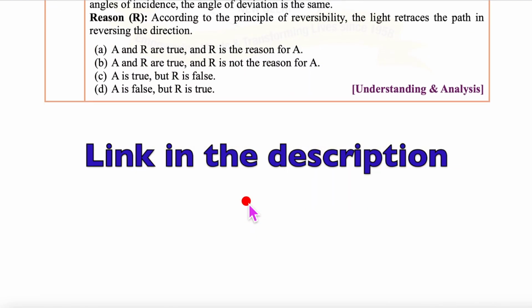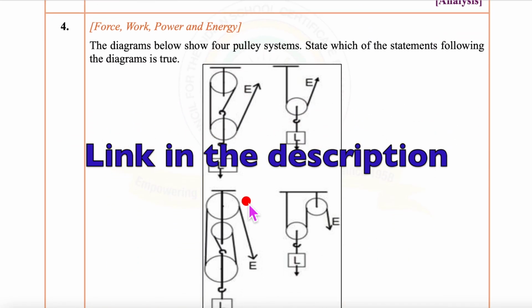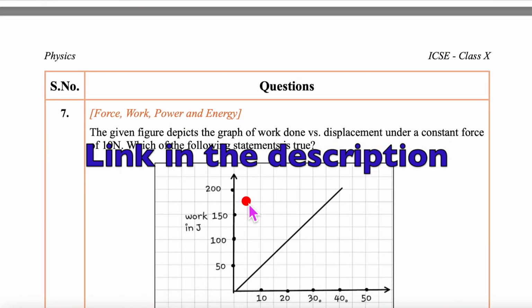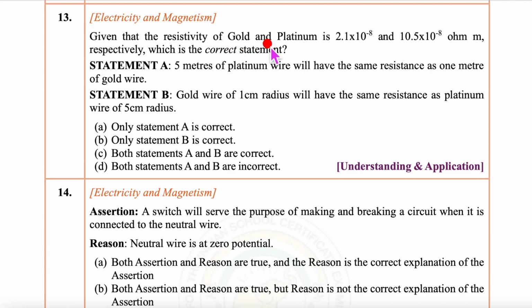I've already finished solving question number 1 to 12 of MCQs. Let us come now to question number 13. Given that the resistivity of gold and platinum has been given as this number and this number ohm meter respectively, which is the correct statement? Statement A says that 5 meters of platinum wire will have the same resistance as 1 meter of gold wire. Now, the resistivity is for unit length and unit area of cross section.